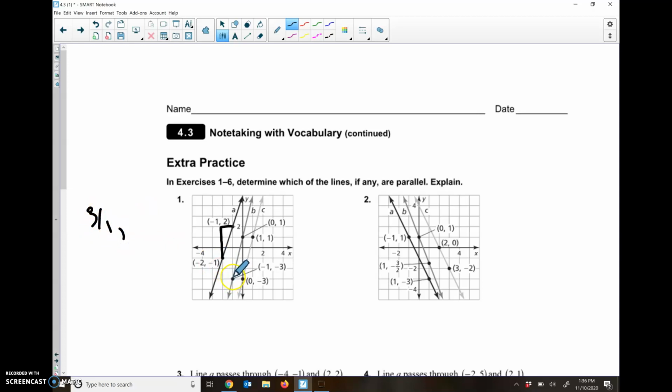Here it looks like I'm going up 1, up 2, up 3, up 4 over 1 for the second one. And then here 1, 2, 3, 4 again over 1. So we figured out that the slope of A was 3 over 1. The slope of B is 4 over 1. The slope of C is 4 over 1. So then we end up knowing B and C are parallel because they're both 4 over 1.